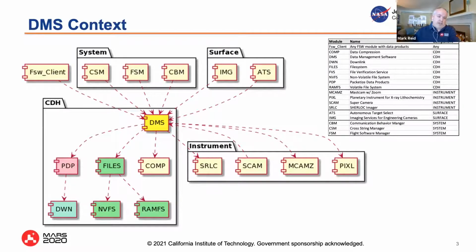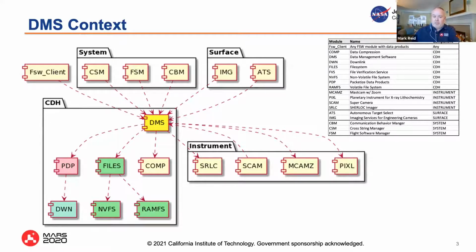So here's sort of the high level context of DMS. DMS is the yellow box you see in the corner of the CNDH component. And as far as the total number of modules on Mars 2020 or Perseverance, it's well over 100. So this is one module in a very large system. And within the various components, you'll see the interfaces here. DMS interacts with various other modules within the CNDH, which include PDP, which I've also worked on, which is the packetization of data products, and also with the file systems for storing, and then with compression.